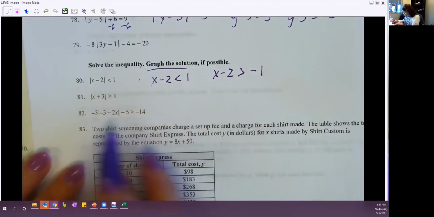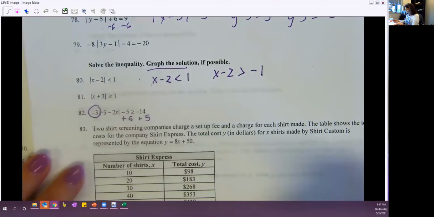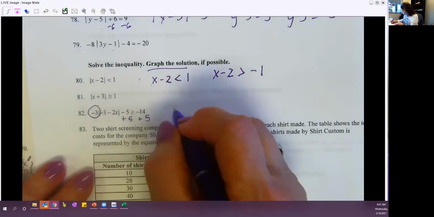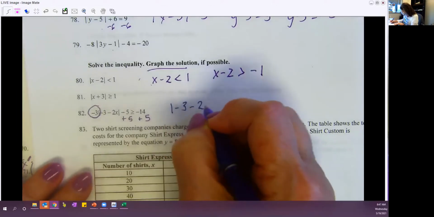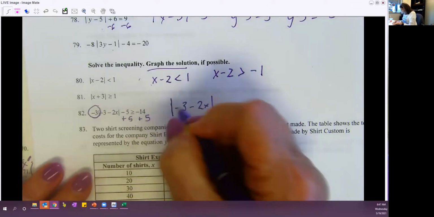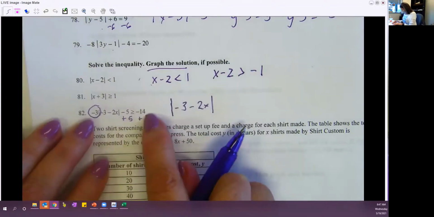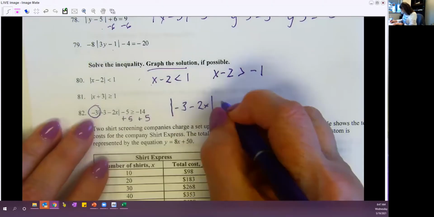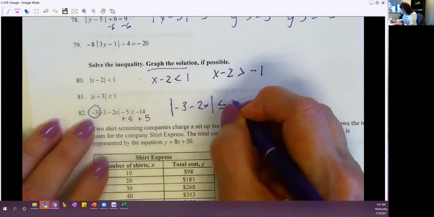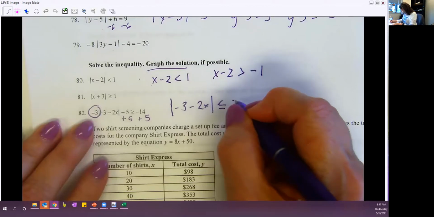Okay, this one, you're going to add the 5 to both sides. And then you divide by this negative, you have to flip the symbol over. So you're going to get absolute value of -3 minus 2x. That's absolute value. So we add the 5 and we get -9. And then when we divide by the -3, we have to reverse this. So we get -9 divided by -3, which is +3.